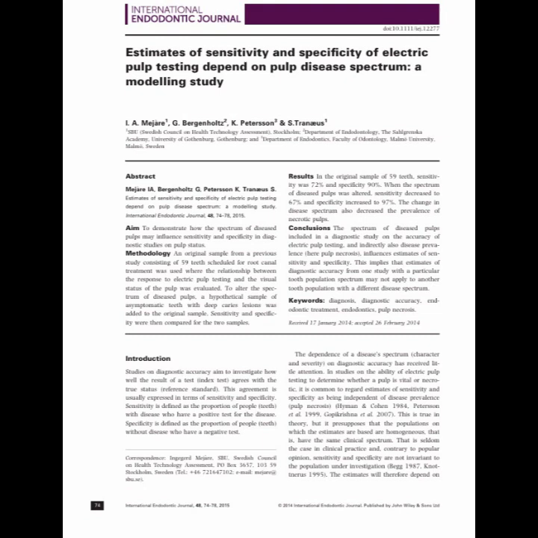The result can be explained as follows. The decrease in sensitivity in the hypothetical sample suggests that including more asymptomatic teeth with deep caries lesions made it harder to correctly identify necrotic pulps, and the increase in specificity suggests that adding more healthy teeth made it easier to correctly identify non-necrotic pulps. The findings indicate that the diagnostic accuracy depends on the composition of the sample, meaning that the result from one study might not directly apply to another population with a different disease spectrum.